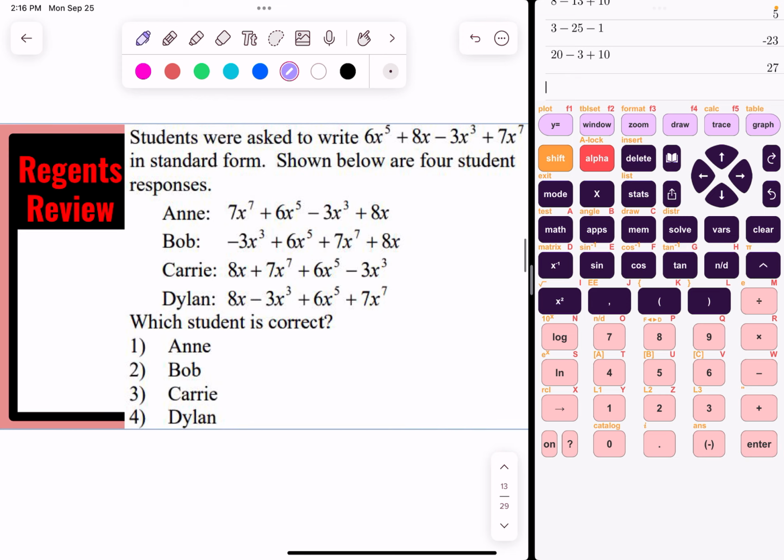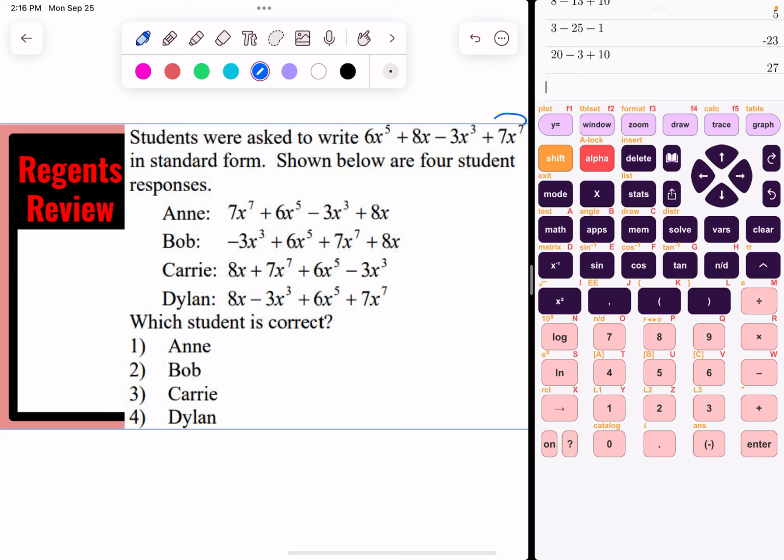All right, let's look at this one. Students were asked to write 6x to the fifth plus 8x minus 3x to the third plus 7x squared plus 7x to the seventh power in standard form. Shown below are 4 students' responses. Okay, and they want to know which one is in standard form.